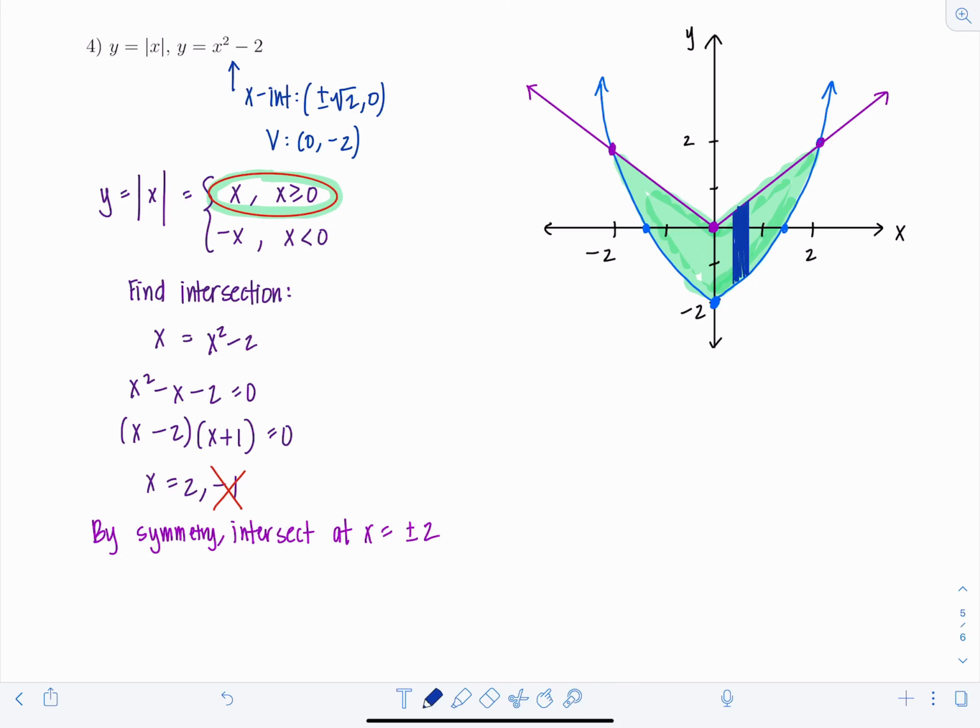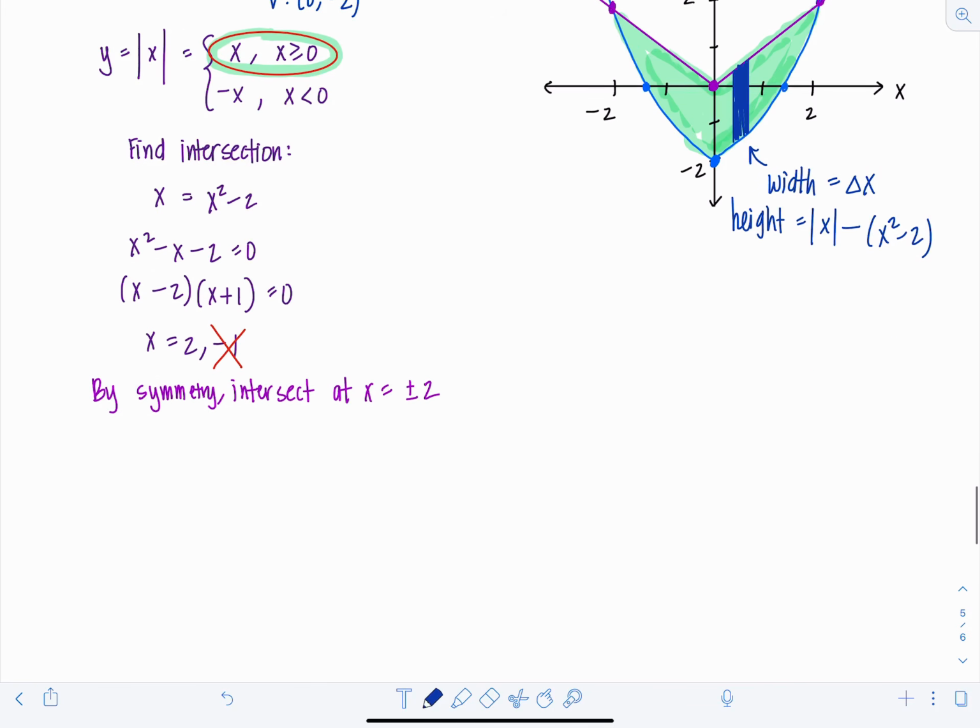Okay, so the width of the rectangle would be delta x. And the height would be given by the absolute value of x minus the parabola, x squared minus 2. Okay? Now notice I'm going to have to split my integral because from negative 2 to 0, the absolute value of x is defined to be negative x, and then from 0 to 2, the absolute value of x is defined to be positive x. So since the function switches, I'm going to have to split up my integral at 0.